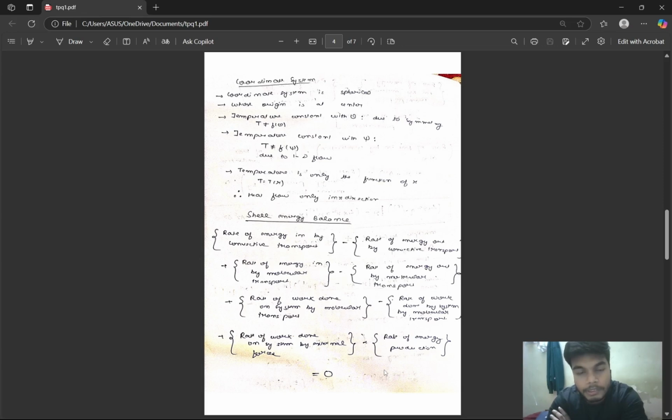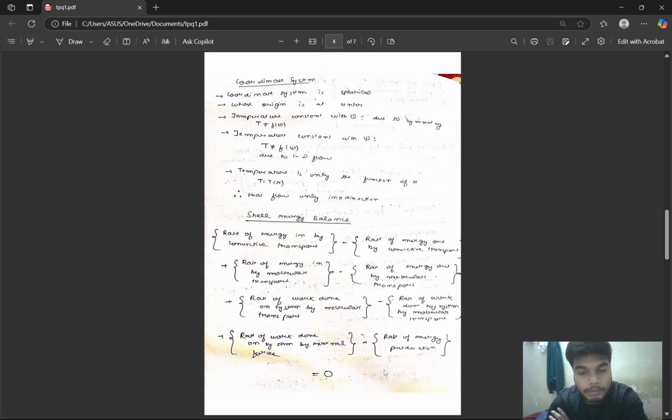Now we can see here the terms: rate of energy in by convective transport minus rate of energy out by convective transport is 0 because there is no convection here. Rate of energy in by molecular transport, this term will be present. Rate of energy out by molecular transport, this term will also be present. Now, the rate of work done on system by molecular transport will be 0. And rate of work done by system by molecular transport will also be 0.